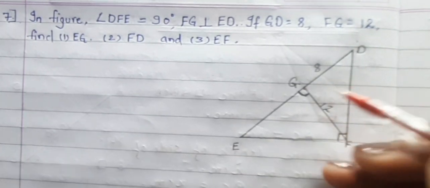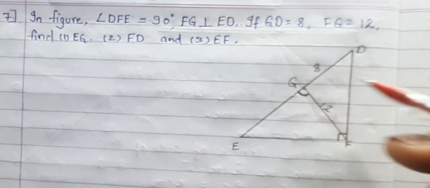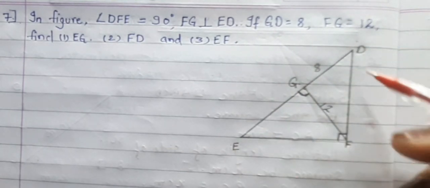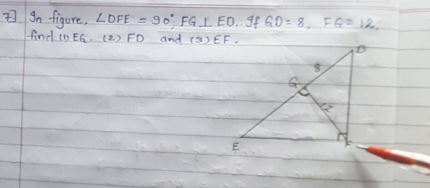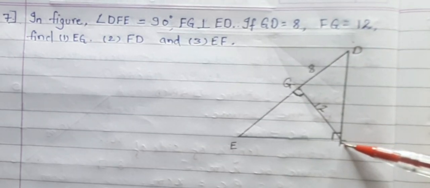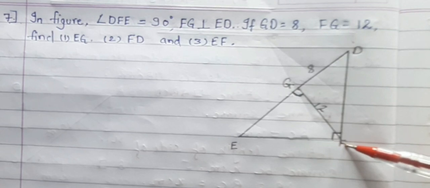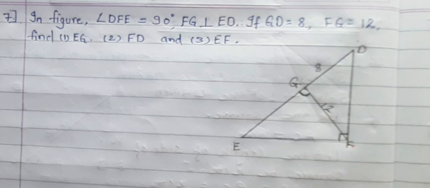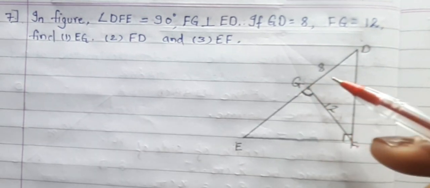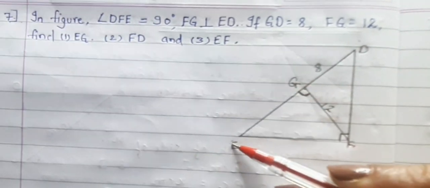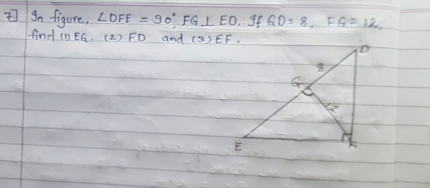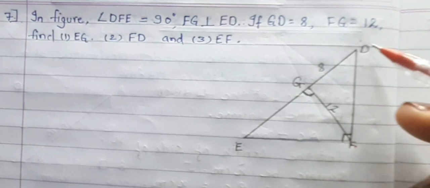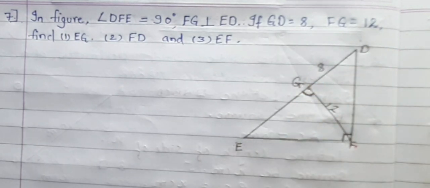Okay. So here as FG is perpendicular to ED, right? So we can calculate FD by using the Pythagoras theorem. Okay. Second part, that is GE we have to calculate. So here for GE we can apply geometric mean over here. What is geometric mean? That is FG square is equal to GD into GE.